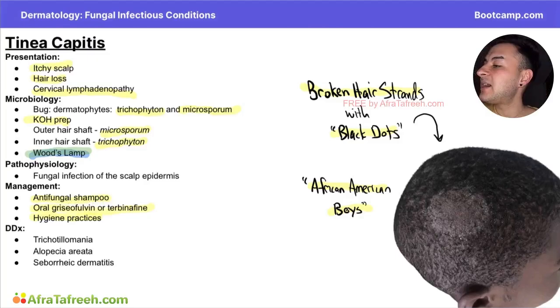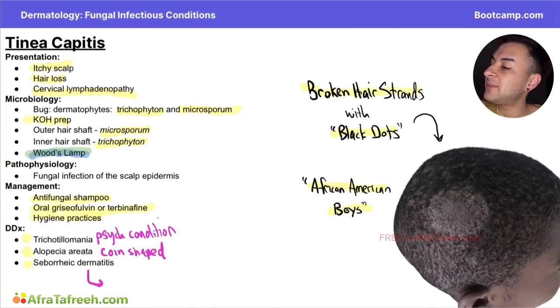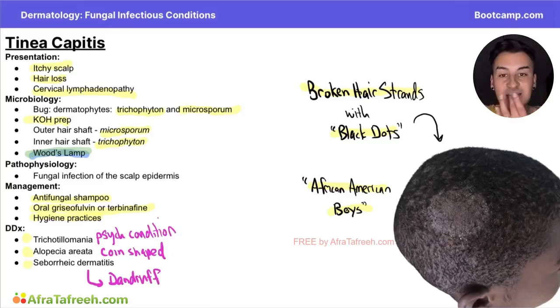Now, in terms of the differential diagnosis, we have trichotillomania, alopecia areata, and seborrheic dermatitis. Trichotillomania is usually going to be associated with some type of psychiatric condition. When we're talking about alopecia areata, this is an autoimmune process, so be on the hunt for other autoimmune conditions. Also, this hair loss is described as coin-shaped, patchy areas of hair loss. And finally, on our differential, we have seborrheic dermatitis, which is also going to be itchy. However, this is going to present more like dandruff with a lot of flaky scalp, and it may also have associated infection in the T-zone of the face. So that's going to be your differential for tinea capitis.